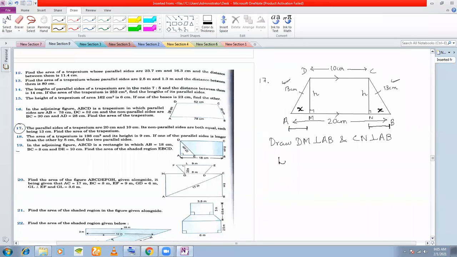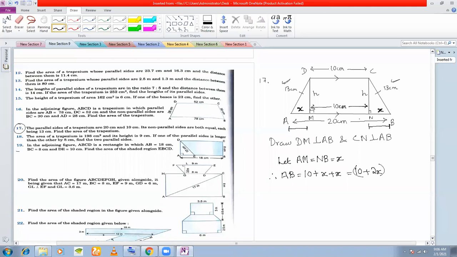So I say let AM is equal to NB is equal to x. Now what can you say about x? This length here is 10 centimeters. So therefore, what is the length of AB? 10 plus x, which is 10 plus 2x. This is the length of AB.